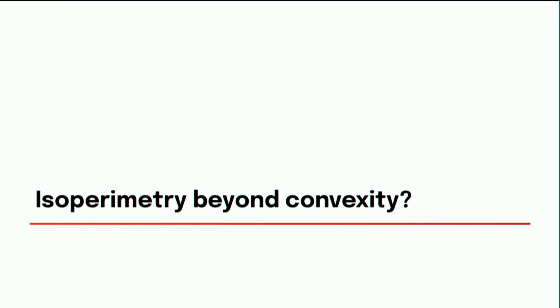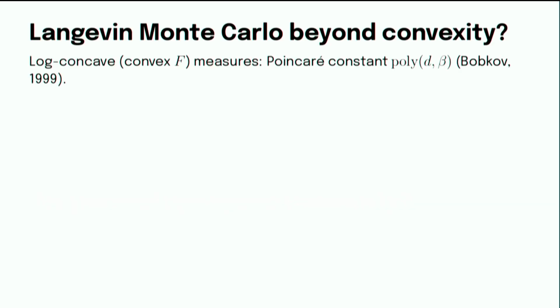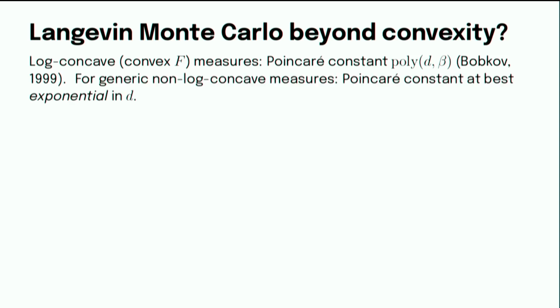So in this work, we pose the question of whether we can show end-to-end isoperimetric inequalities beyond convexity. As stated earlier, when f is convex, or the measure mu beta is log-concave, it satisfies a Poincare inequality with constant polynomial in the dimension and inverse temperature beta. There's been a line of recent work establishing sampling guarantees via Langevin Monte Carlo, assuming you have a Poincare inequality with constant C_PI. However, what does this mean when f is not convex or mu beta is not log-concave?